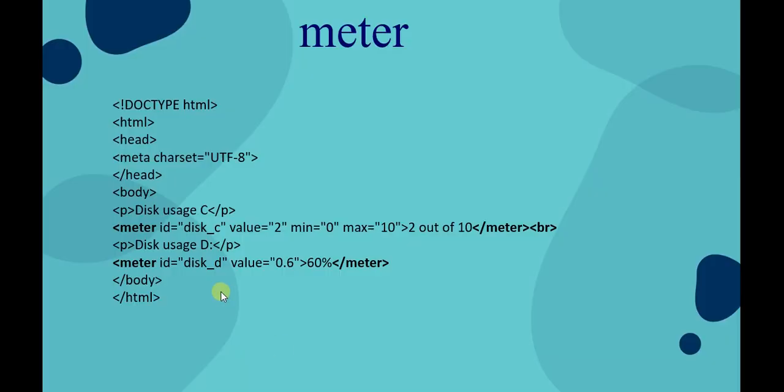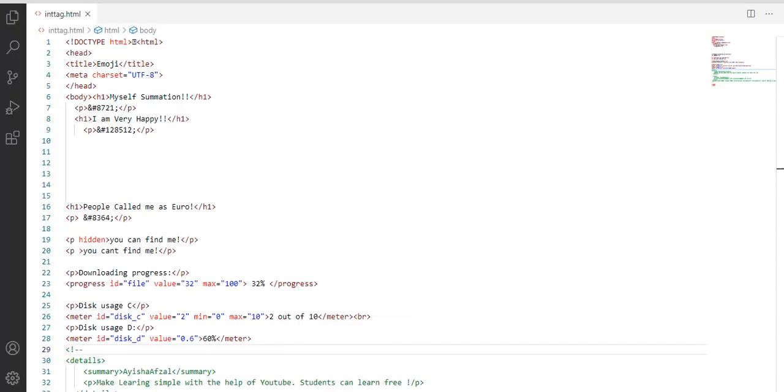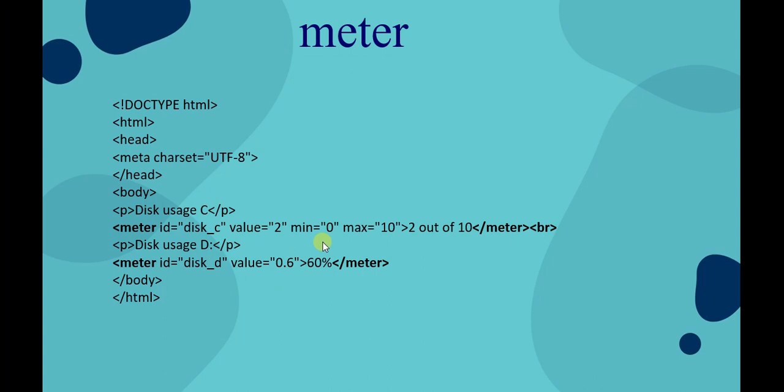Now you can see the coding. Meter, it has a value of 2. Meter id disk D, for disk C value is 2, disk D value is 0.6, that's why 2 is bigger, 0.6 is smaller. Then minimum 0, maximum 10, that is 2 out of 10.